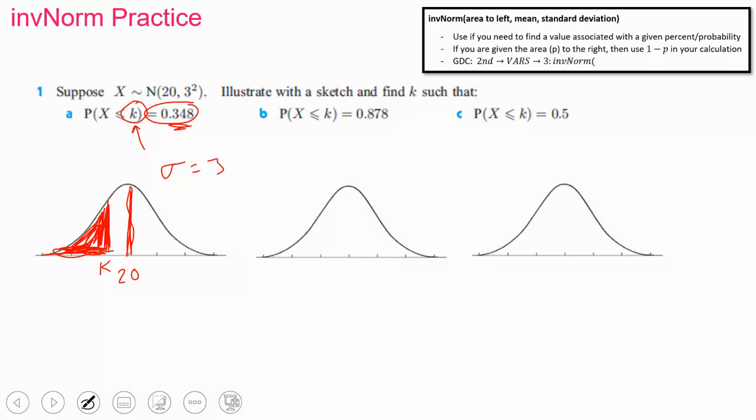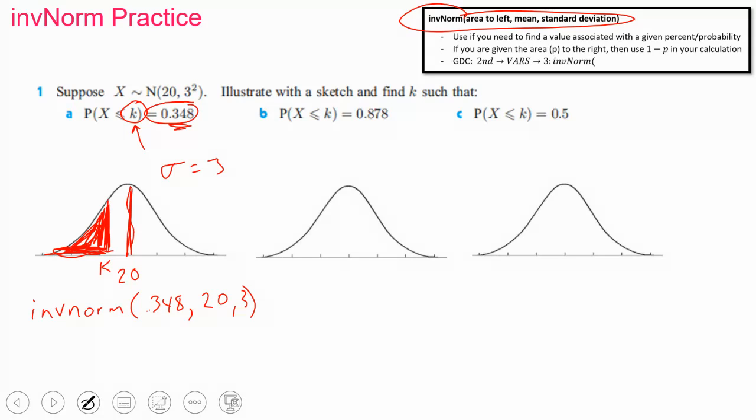So when you use inverse norm on your calculator, you enter, it's called area, the area to the left, that's the probability because the area under that curve is probability. And then you put mean, standard deviation. So when I ask for area, that's the probability. Inverse norm is under distributions right below normal CDF.